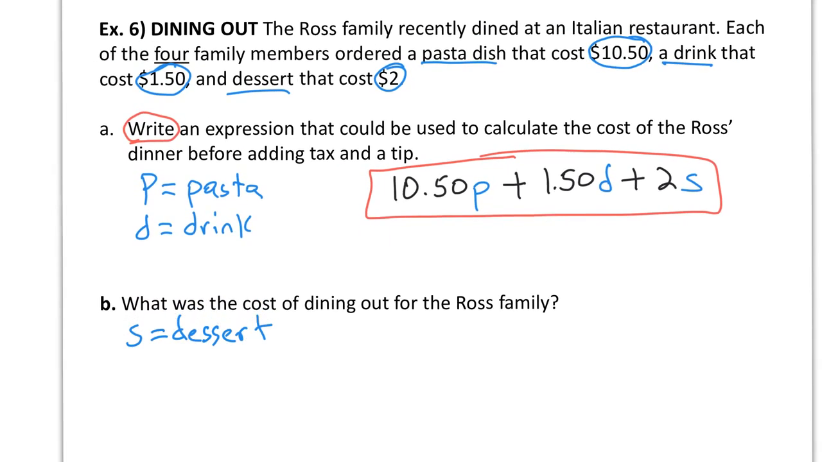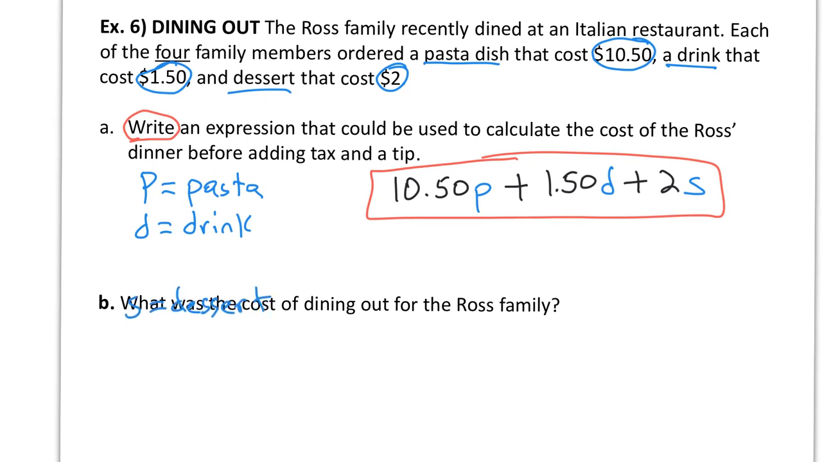Now part B. Part B, it says here that you guys want to find the cost of dining out with the Ross family. Now, keep in mind, let's go back. How many people actually went to eat? 4 of them. So P is going to be 4. That's the number of people that were dining. D is 4 because they got 4 drinks. And S for your dessert is also 4 because there were 4 people ordering pasta, drinks, and dessert.